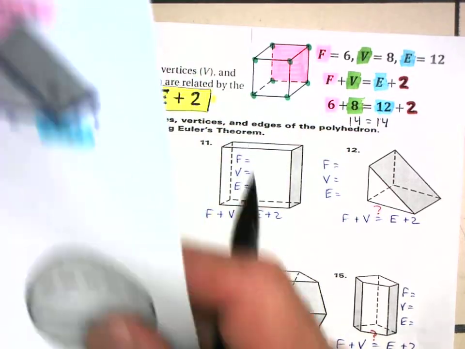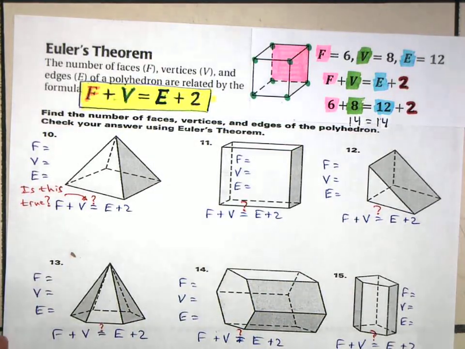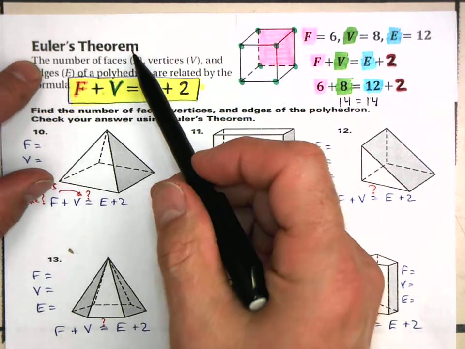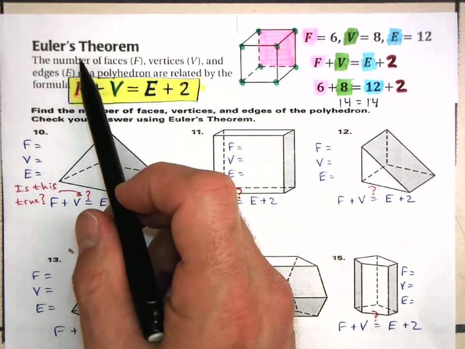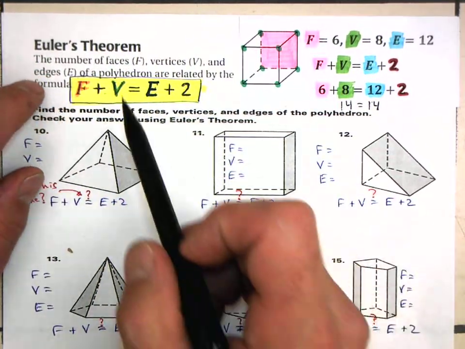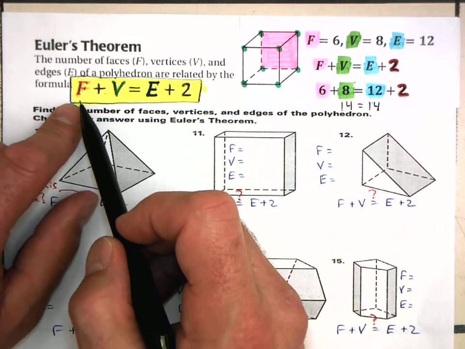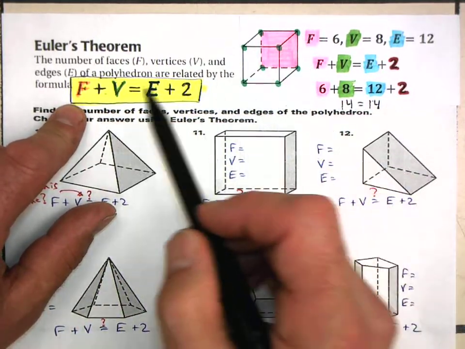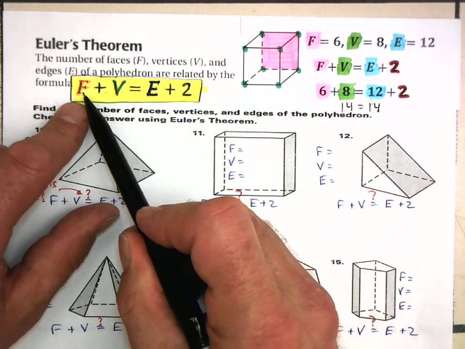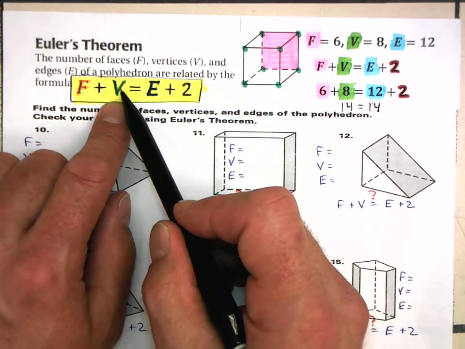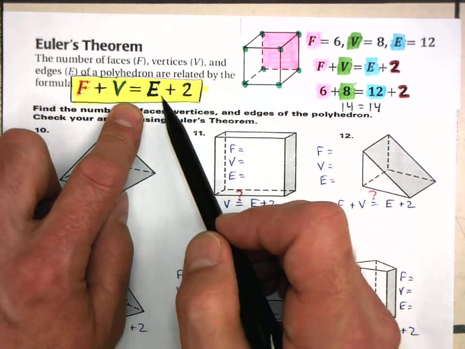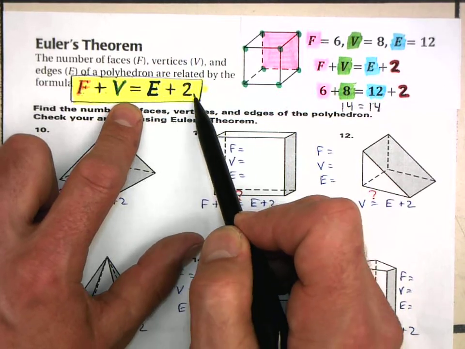Let's look over on the back side of your notes now, and we're going to look at this theorem that was discovered by Euler. I think that's how you pronounce his name. So Euler's theorem was that on any polyhedron, it has to be a polyhedron, you can count up the number of faces and the number of vertices and add them together, and that will always equal the number of edges plus 2.